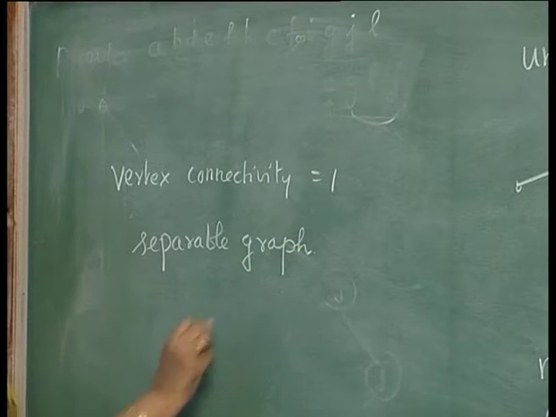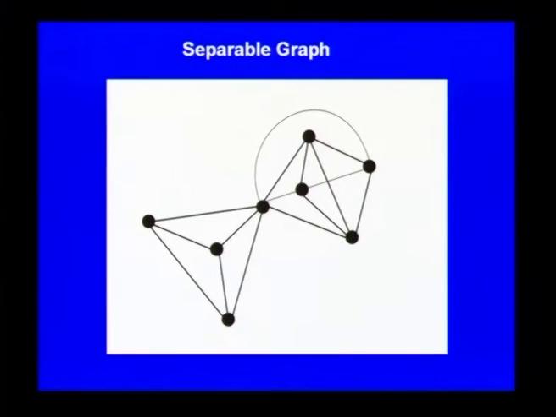The graph is called a separable graph. The graph which we have seen earlier, this is a separable graph. We have seen that this separable graph has 8 nodes, and how many edges are there? 16 edges are there, right.